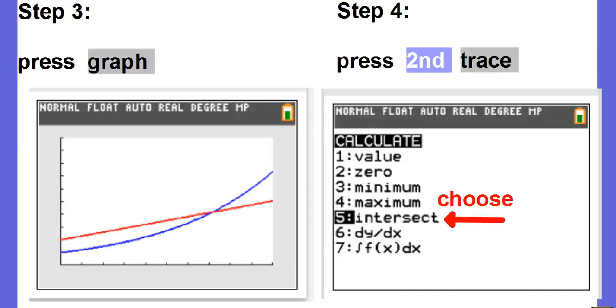Now, what we're trying to do is identify what x this is right here. It's really hard to tell. So we're going to make the calculator tell us, but we have to know what to do. What we're going to do is have it calculate the intersection of those two graphs. So you're going to press second, trace, because the second function of trace is the calculation button. And just tap 5 for intersection. You don't have to arrow down to it, just tap 5.